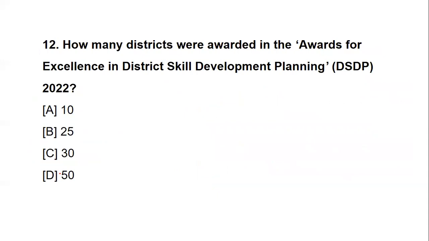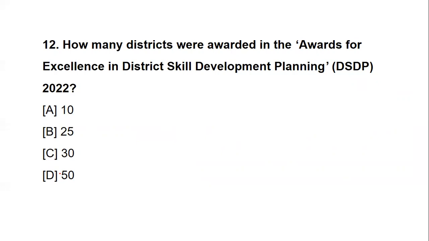Then next, how many districts were awarded in the Awards for Excellence in District Skill Development Planning? That is DSDP, which was in the year 2022. So how many districts were awarded? Whether the number is 10, 25, 30, or 50. So what is the number with respect to the Awards for Excellence in District Skill Development Planning in the year 2022?